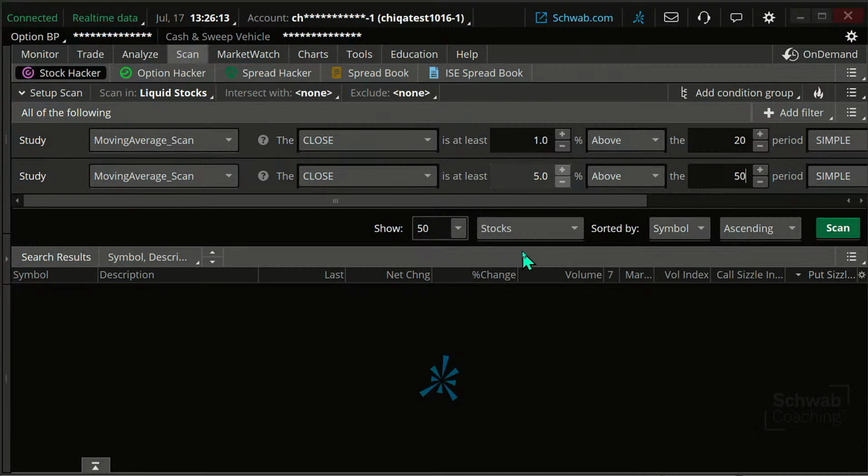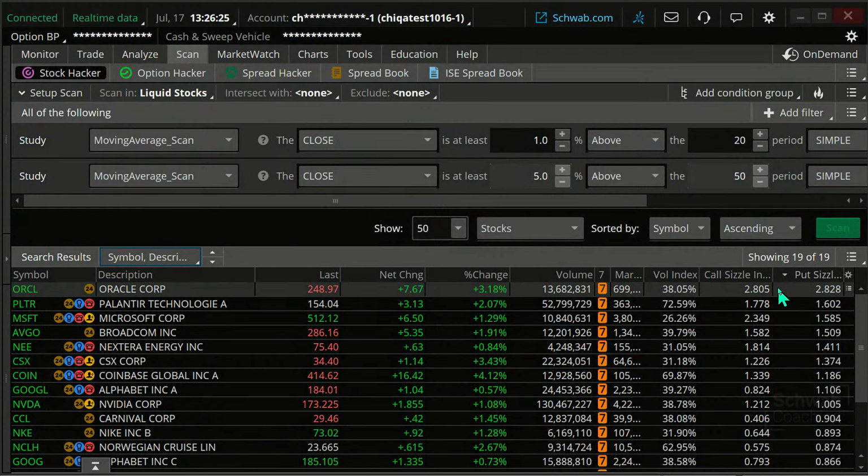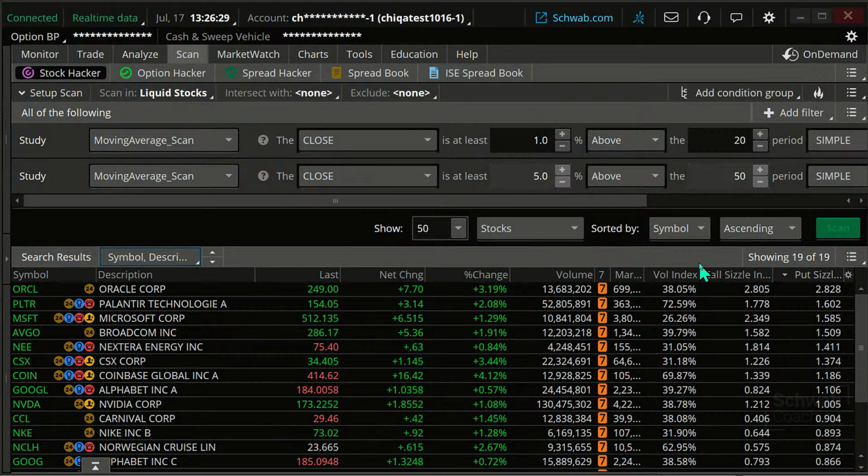And if the stock has been trending up longer, I'd expect that to be the case. Now I can scan this and come up with results. However, let's just see what we got. We got 19 results here. But at this point, we're not adding in any momentum indicators. Let's add in a momentum indicator and see what happens.